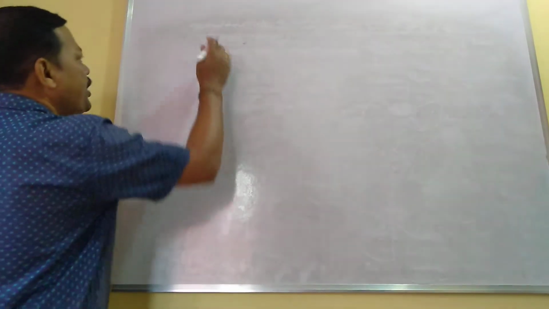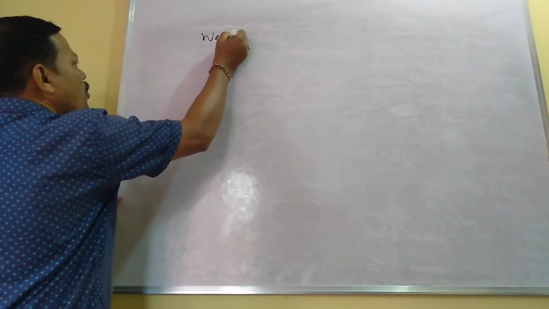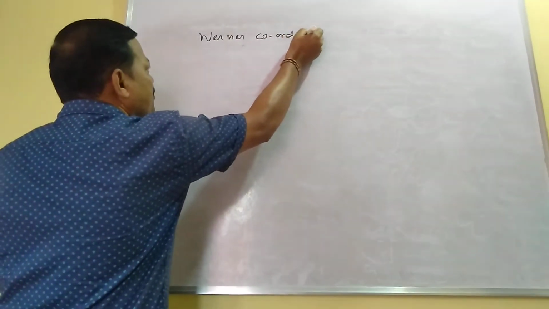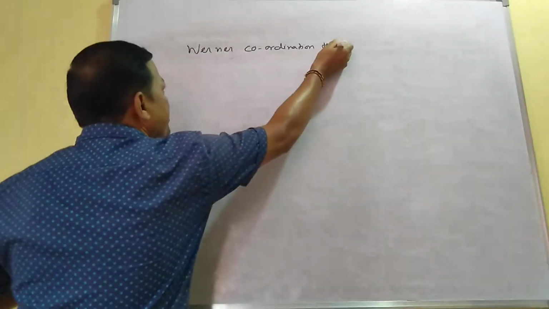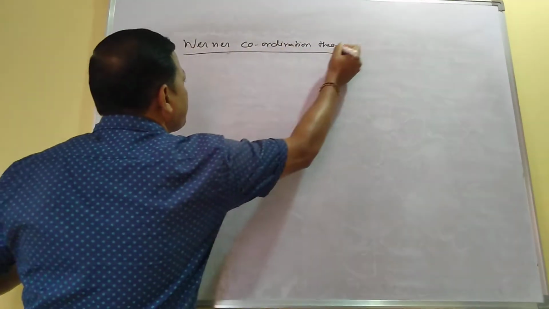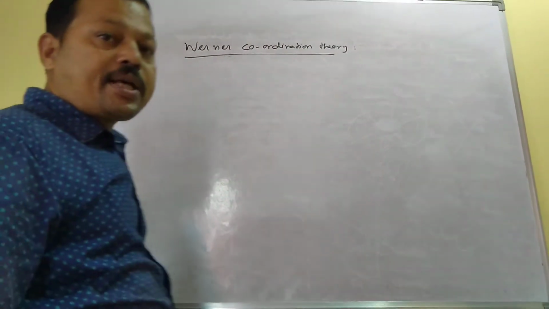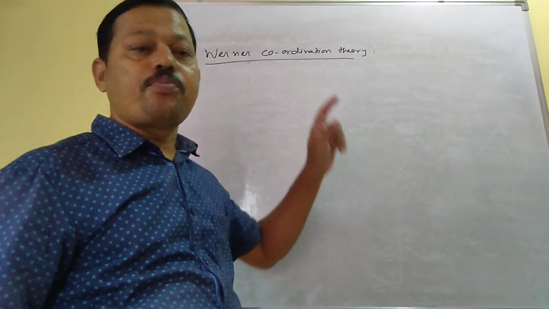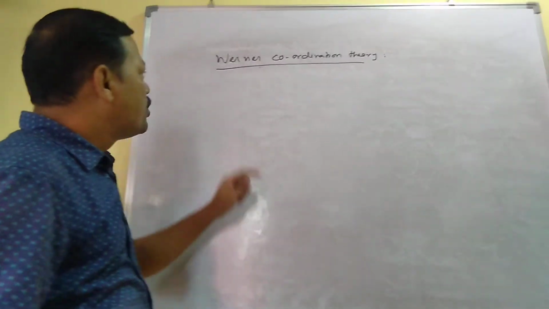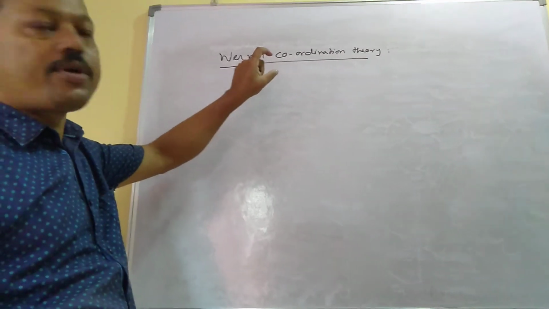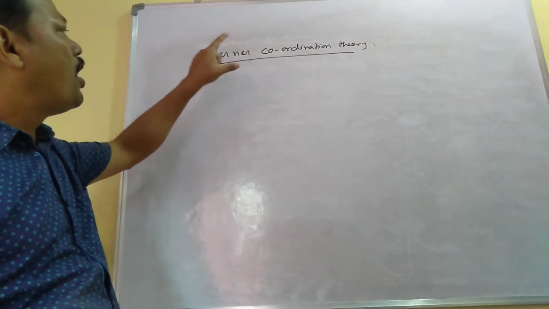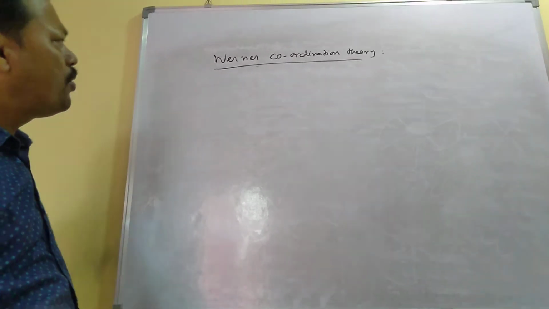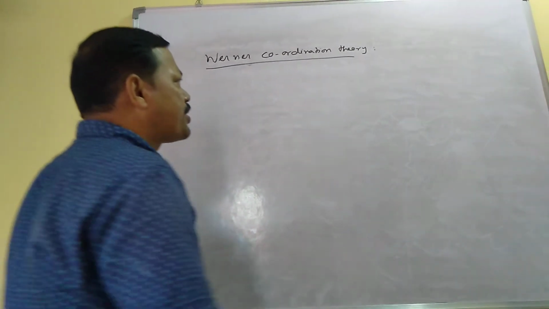Now one theory which is called Werner coordination theory. Werner is the name of the scientist and he discovered this complex compound, and for discovering these complex compounds he got the Nobel Prize also. So Werner put out a theory for the coordination compounds that is called Werner's coordination theory. Now what are the main points?